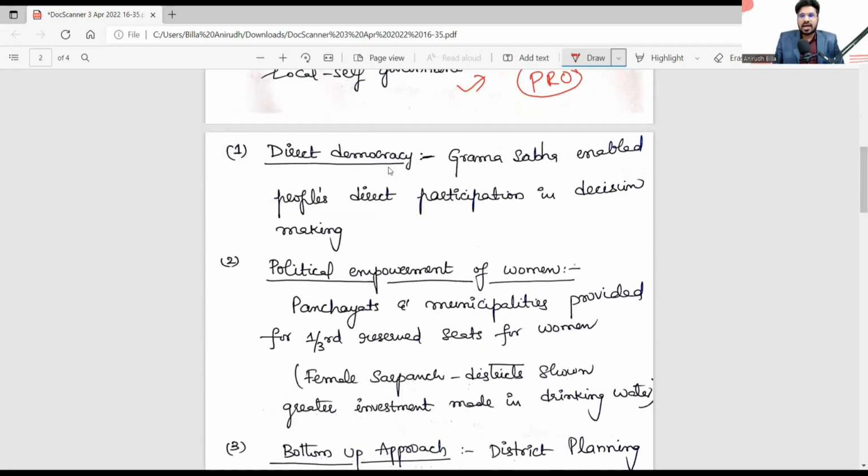See the first pro. The Panchayat and municipalities, what is the major thing they did? They have brought the direct democracy. In your polity Lakshmikant, you might be reading that there is indirect democracy in India and also direct democracy in countries like Switzerland. Indirect democracy means we will elect some people. The elected representatives will rule on behalf of us. But here, Panchayat and municipalities are like direct democracy. So I have written: Grama Sabha enable people's direct participation in decision making. So this is a major pro of the 73rd and 74th Amendment Act.